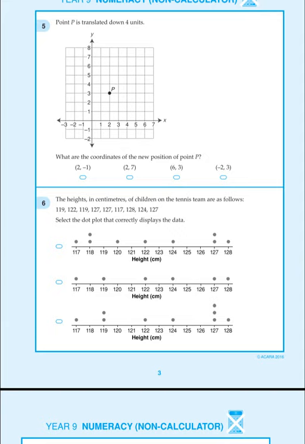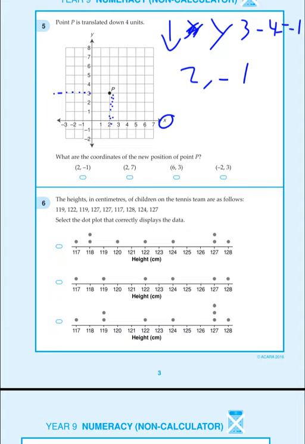Okay, question 5. Point P is translated down 4 units. So they just want us to make it go straight down. It starts at 3 on the y-axis. That's a bad Y. Y-axis starts with 3, but we're minusing 4 from that, so it will actually be -1. And on the x-axis, this one over here, we're at the 2. We'll remain at the 2. We always write x-axis first, so it should be 2, -1 as our answer, as the x and y coordinates. And there's our answer.